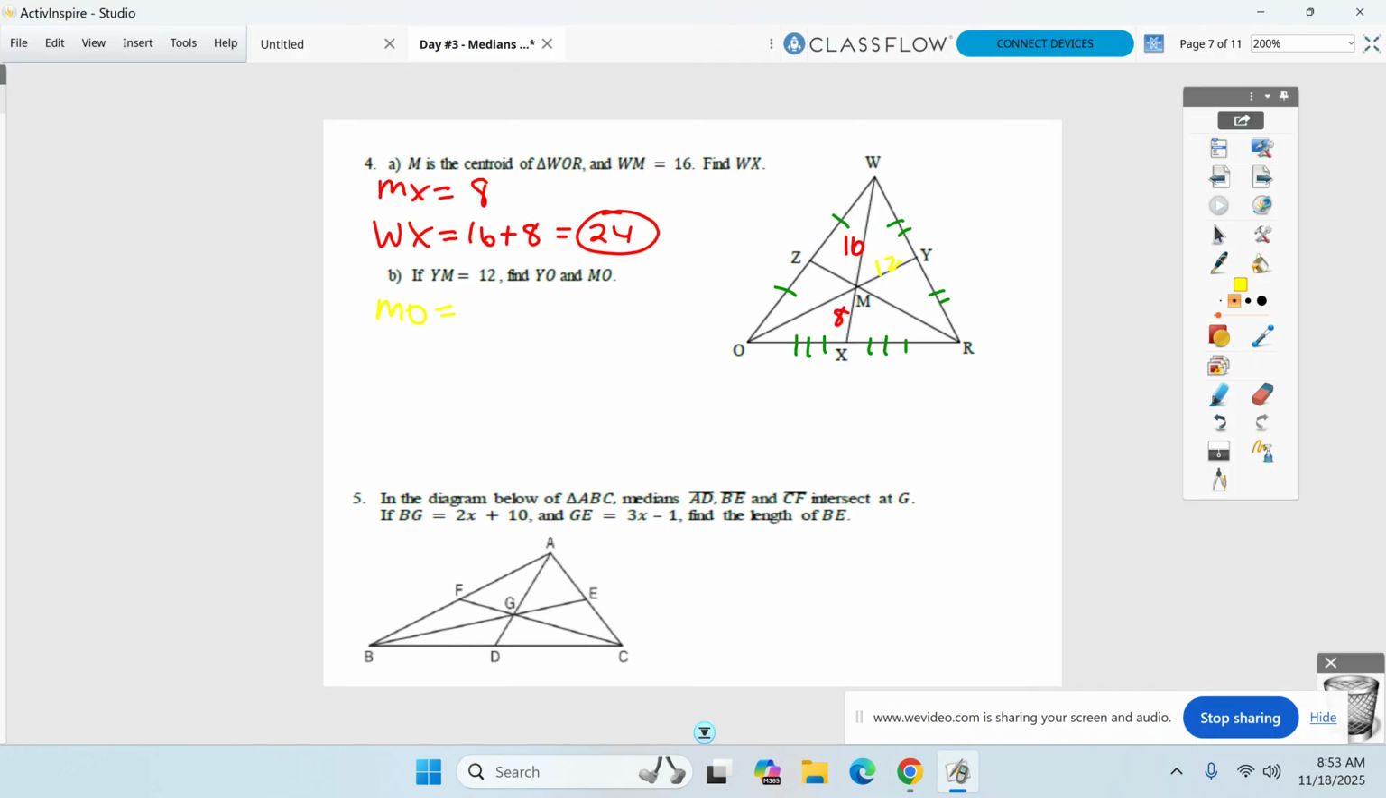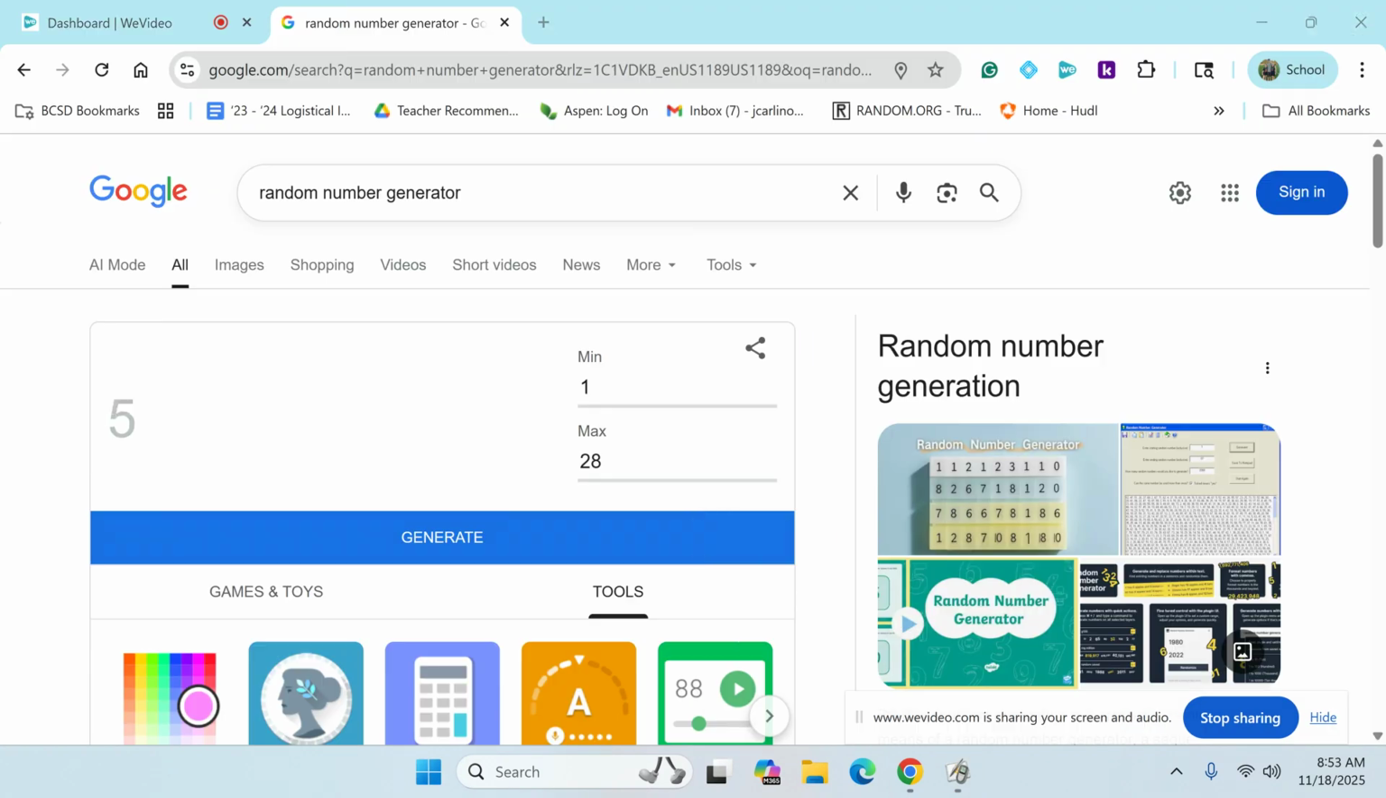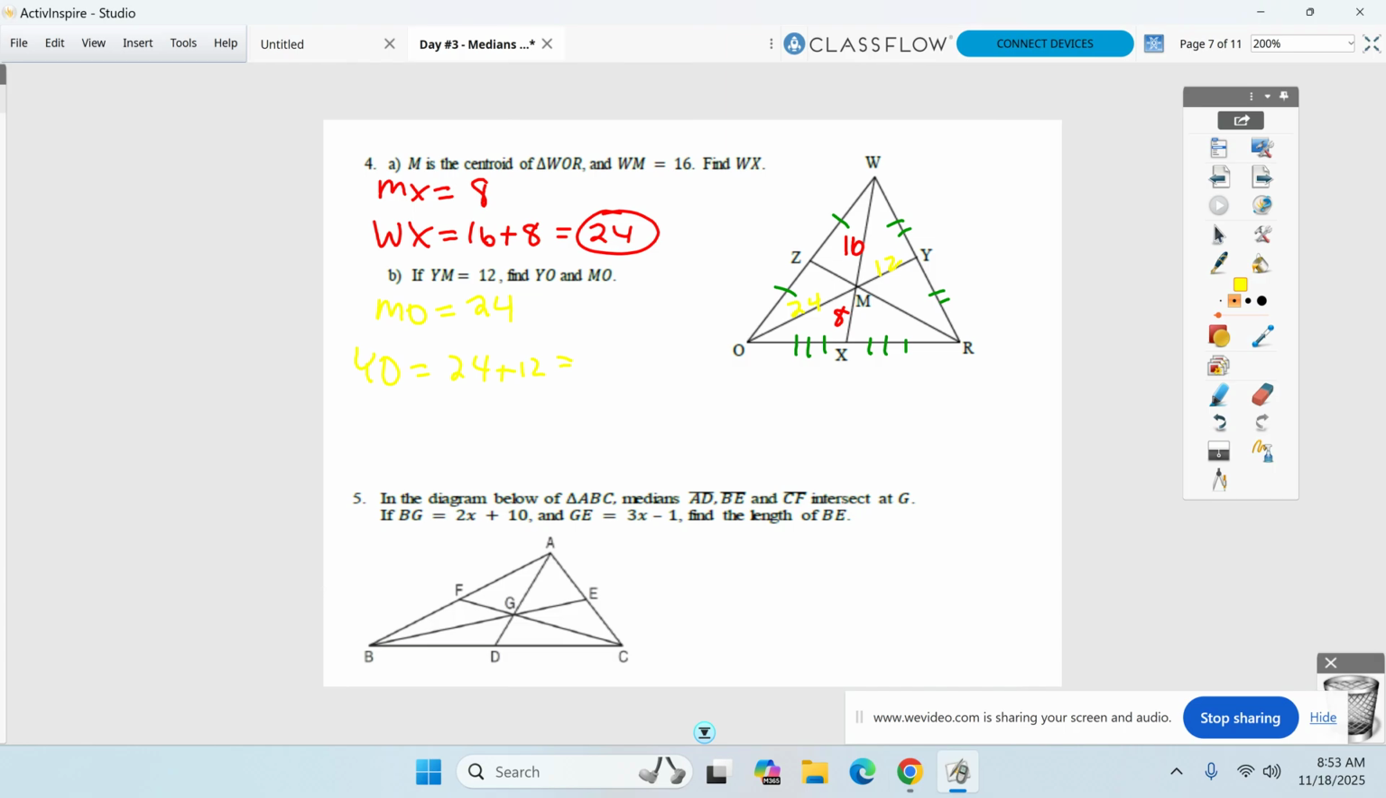24, you double it, right? This part is always the longer part, vertex to centroid. So that's 24. And then now, hopefully, we're good with YO. 24 plus 12. Jane, when you're ready with YO, let me know. 36. Good, everyone. Not too bad.